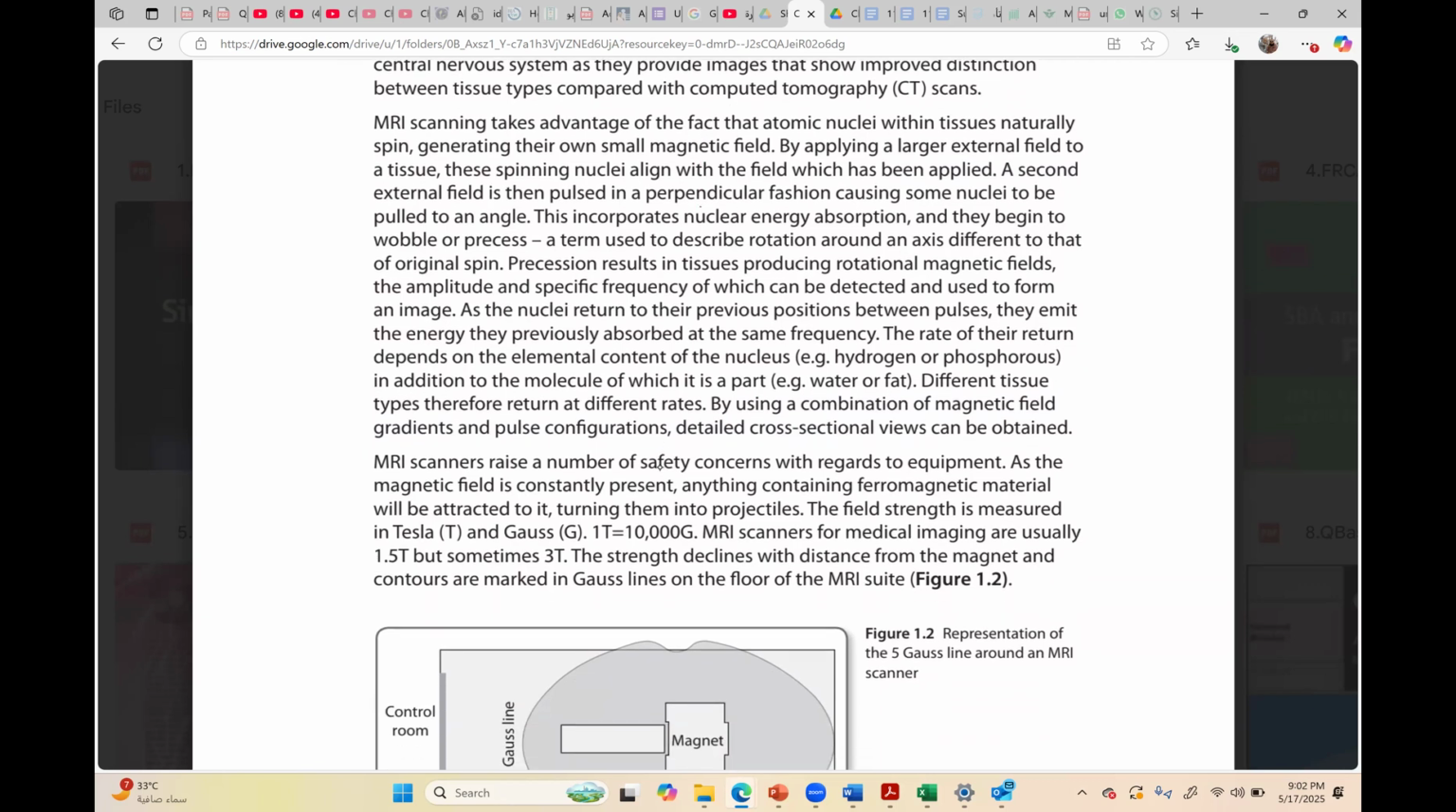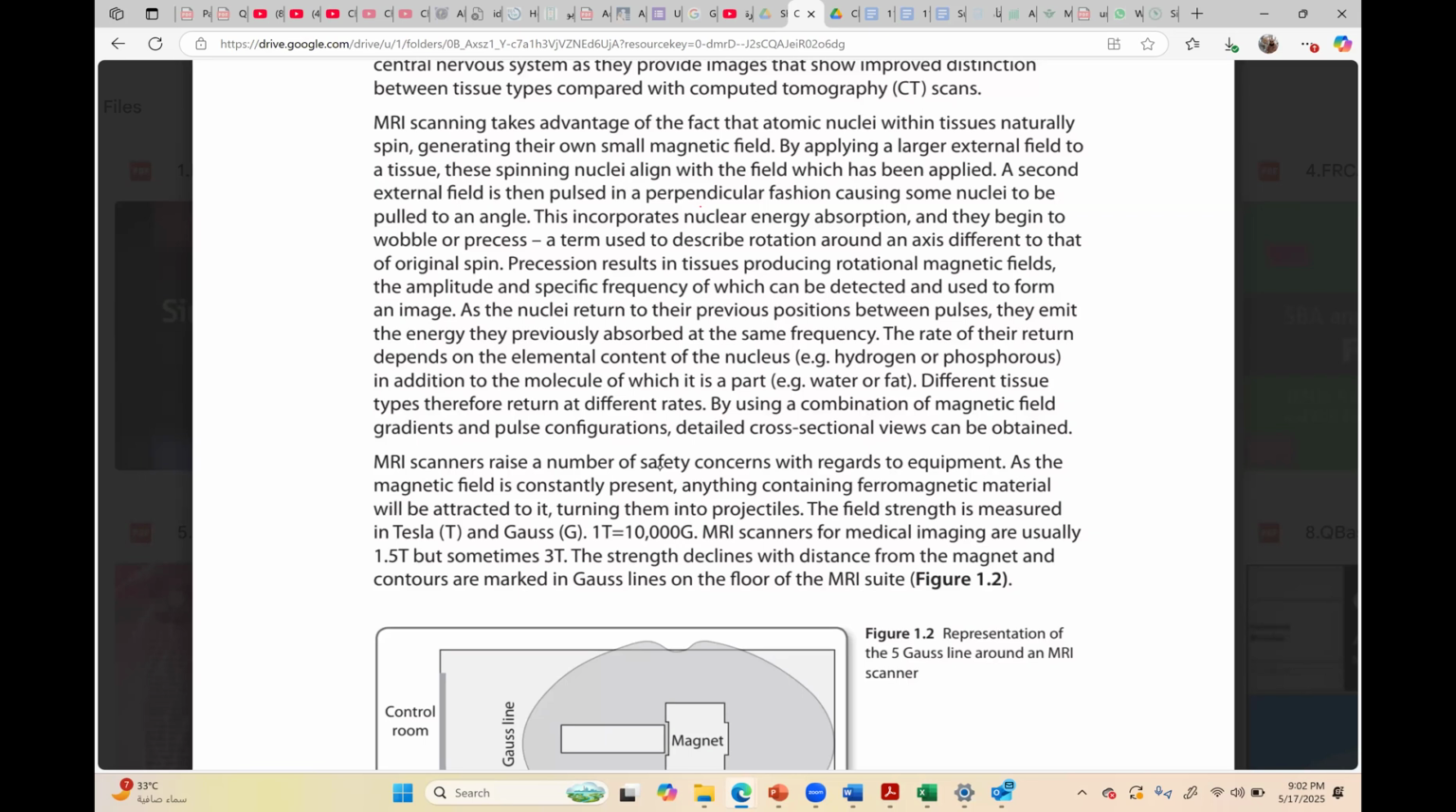Then MRI scanners raise a number of safety concerns with regards to equipment. As a magnetic field is constantly present, anything containing ferromagnetic material will be attracted to it, turning them into projectiles. The field strength is measured in Tesla and Gauss. So this is also an MCQ point: which is the bigger unit? 1 Tesla is equal to 10,000 Gauss.